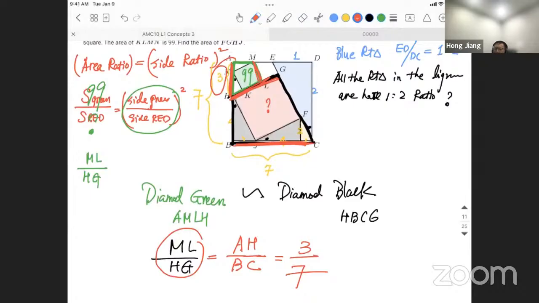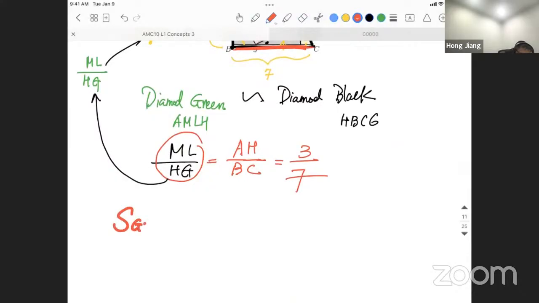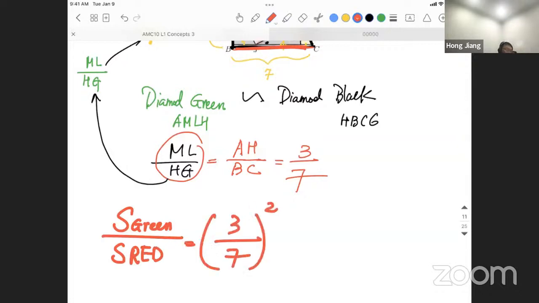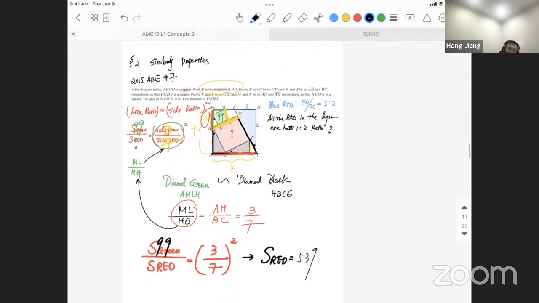What is ML over HG? It's like a deja vu. It is here. ML and HG. I'm going to use a different color. They are exactly the two sides of the green square and the red square. So this is 3 over 7. So that being said, the green square over the red square equals 3 over 7 perfect square. Is that right? And this guy you're telling me is 99. So quick calculation, the red will be 539. So that's it. That's exactly what the question is asking for. Right?